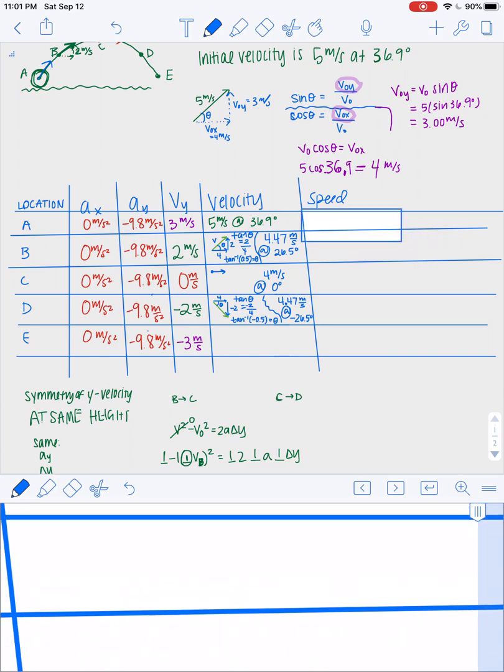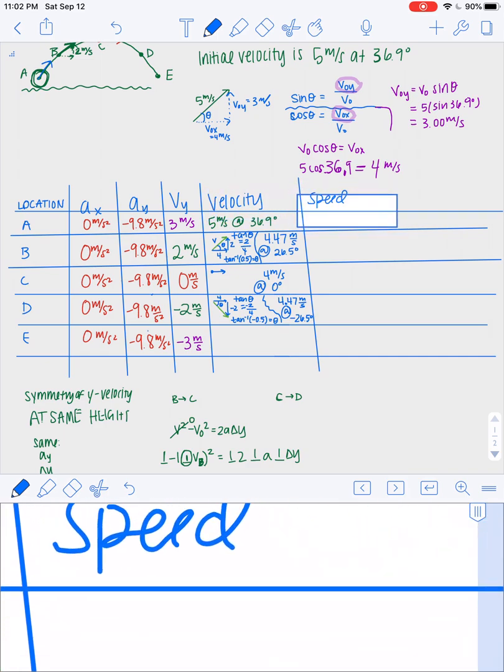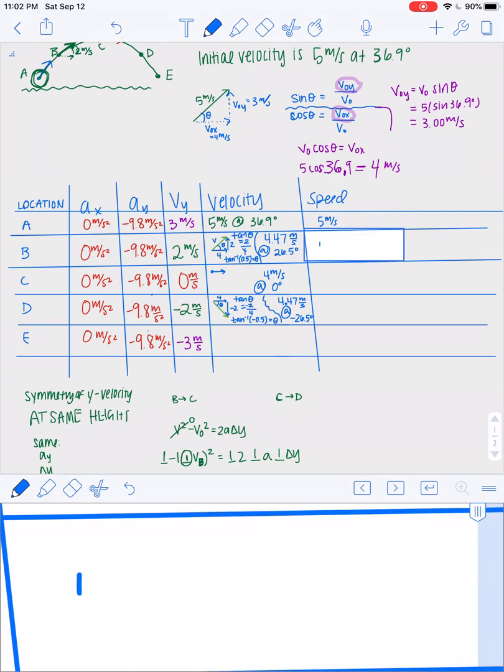So then when we think about the speed, it is just how fast you're going. Speed is the scalar version of the velocity vector, and so our speed is just 4.47, and you'll notice the pattern.